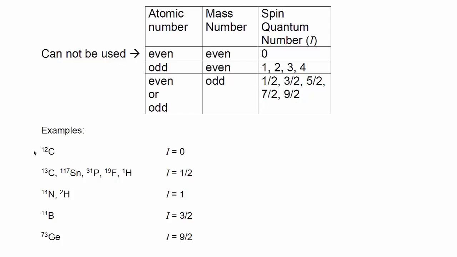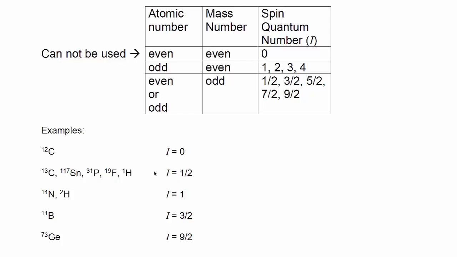For example, if you think of the carbon-12 nucleus, carbon-12 is not seen in the NMR. We can't do NMR using carbon-12 atoms because it is an even atomic number. The atomic number of carbon is 6. There are 6 protons. Any nucleus that has an even number of protons will be invisible to the NMR.